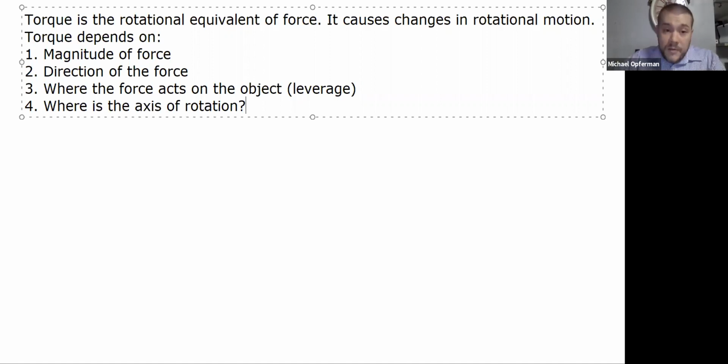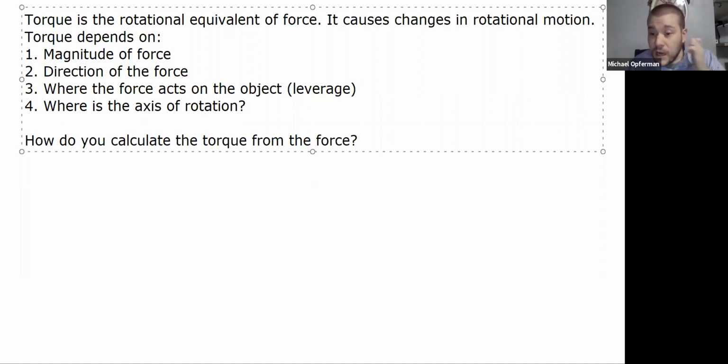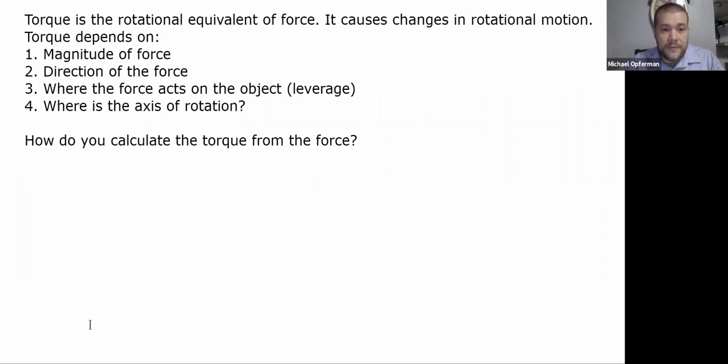Now, let me be a little bit more specific. Suppose you know the force. How do you calculate the torque from the force? There's actually a couple different ways to do it. Let me show you my favorite method in this video, and I'll show you the other popular method in a different video. The method I like to use, I refer to it as the force component method.